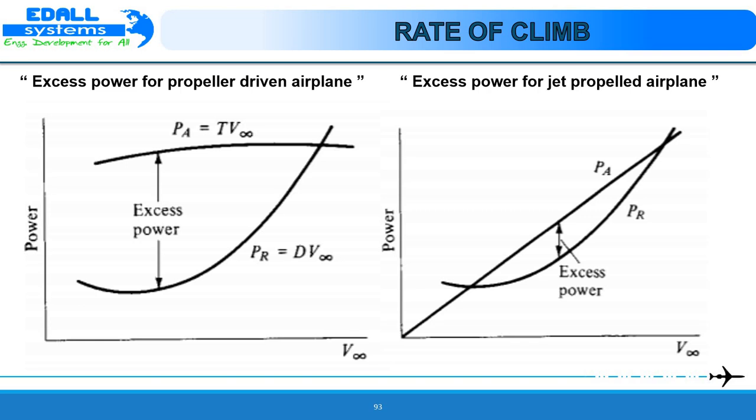As seen in this example, for steady climbing flight, L, hence coefficient of lift, is smaller, and thus induced drag is smaller. Consequently, total drag for climbing flight is smaller than that for level flight at the same velocity. Now we can note that in this graph, the excess power is different at different values of V infinity. Indeed, for both propeller and jet-powered aircraft, there is some V infinity at which the excess power is maximum. At this point, the maximum rate of climb equals maximum excess power divided by the weight of the aircraft. Now moving on to time to climb.